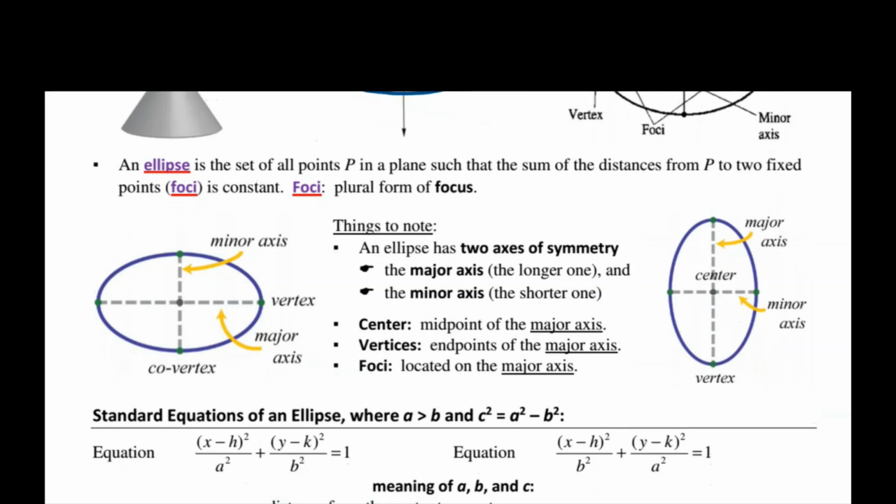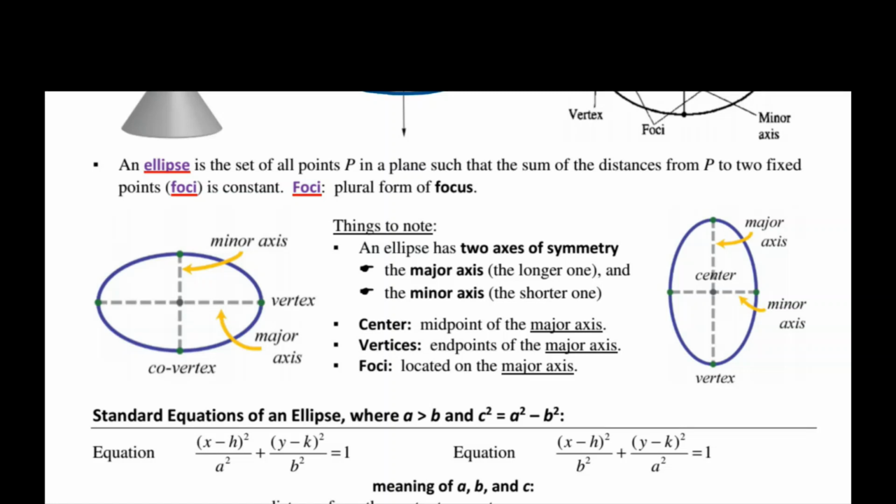Now, for parabolas, we have sideways parabolas and vertical parabolas. For ellipses, we also have a sideways or horizontal ellipse, and we also have a vertical ellipse. Now, how can we tell if we're going to have a vertical or horizontal ellipse? Well, we're going to look at the major axis.